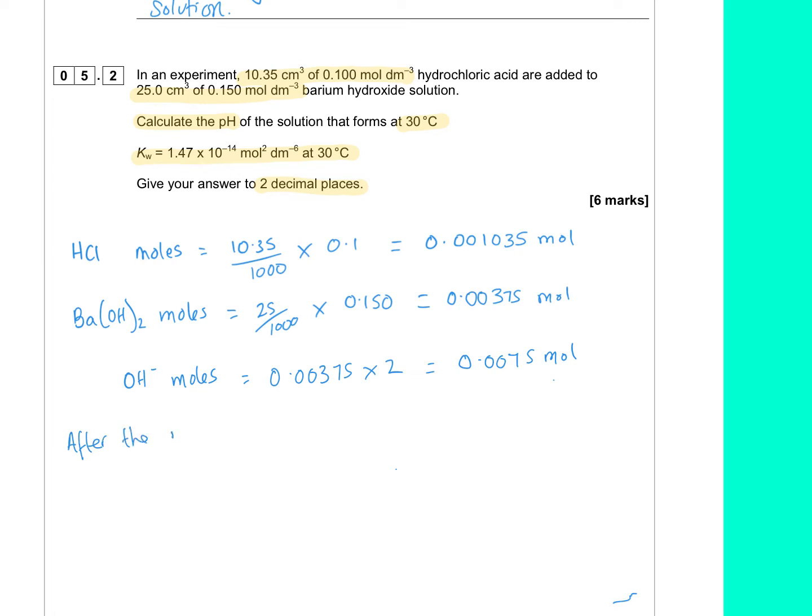So after they react, the hydroxide moles is going to be equal to the moles of hydroxide at the start take away the moles of the hydrochloric acid. And we'll see how many moles of hydroxide we have at the end of the reaction.